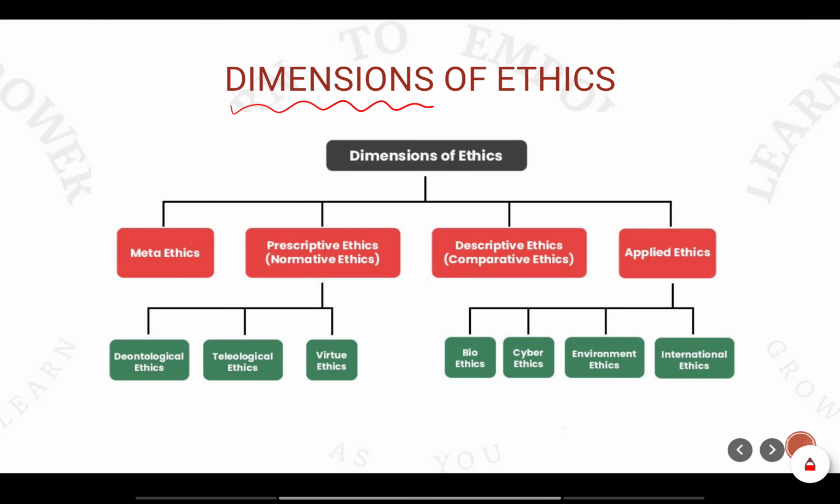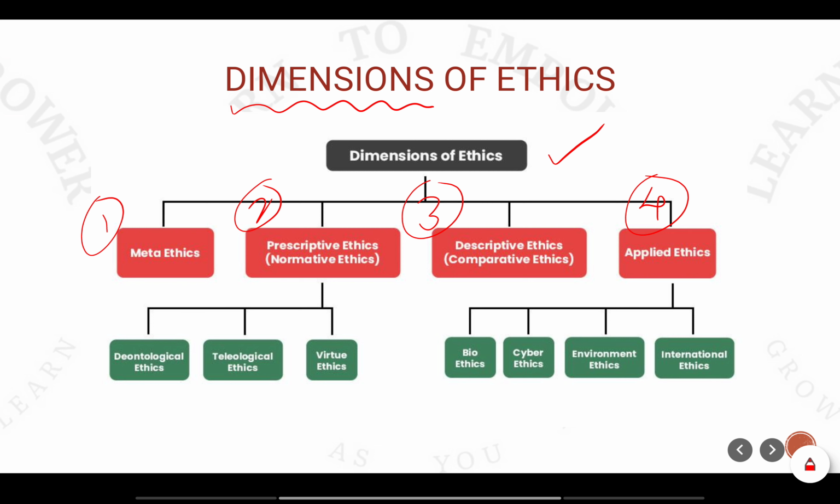Whether religion is involved, whether some theories are involved, how ethics can be studied, whether law is a guiding factor, whether rules and regulations are the guiding factors for ethics being studied in the dimensions of ethics. In these dimensions of ethics, we are broadly classifying ethics into four primary categories. One is meta ethics, second is normative ethics, third is descriptive ethics, and fourth is the applied part of ethics.